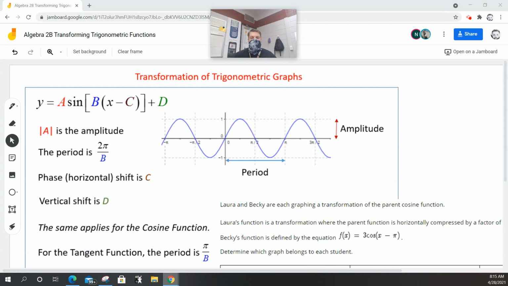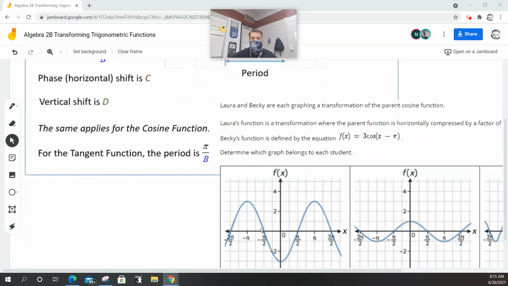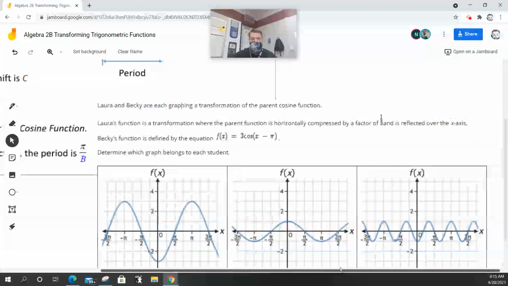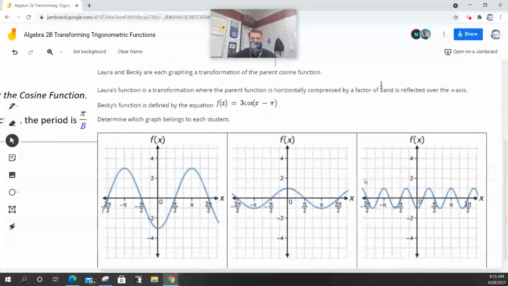So for this first one, we have an example problem. It says that Laura and Becky are graphing and transforming the parent function cosine. Laura's function is a transformation where the parent function is horizontally compressed by a factor of 1/3 and is reflected over the x-axis. Becky's function is defined as f of x is equal to 3 cosine of x minus pi. Determine which graph belongs to each student.